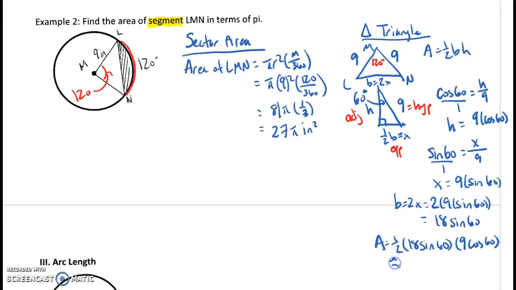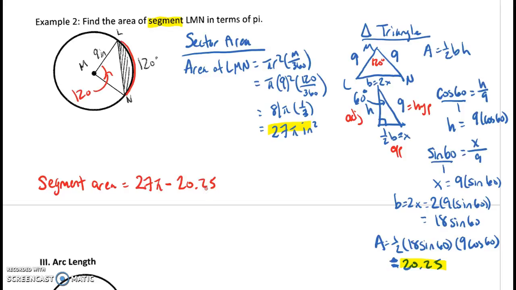So we're going to get approximately, and that actually worked out really nicely because that gives me an exact answer of 20.25. Right? So now we've got our sector area, we've got our triangle area, put it all together. So my segment area, I'm going to do this over here, is going to be sector area minus triangle area.